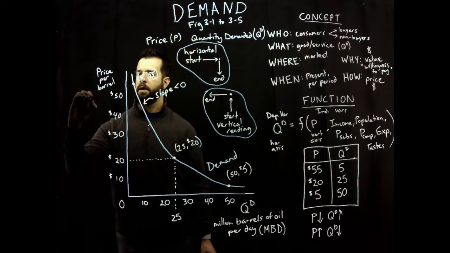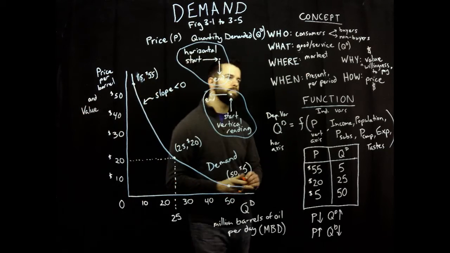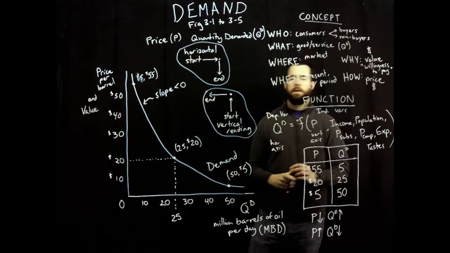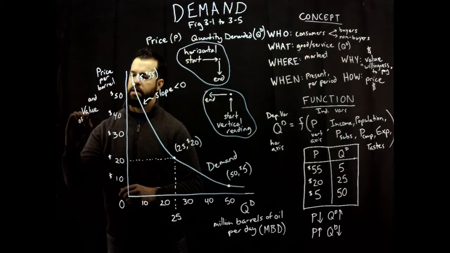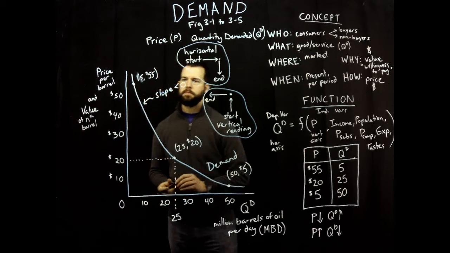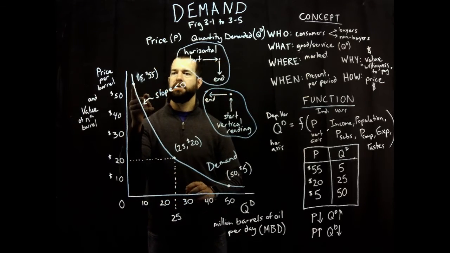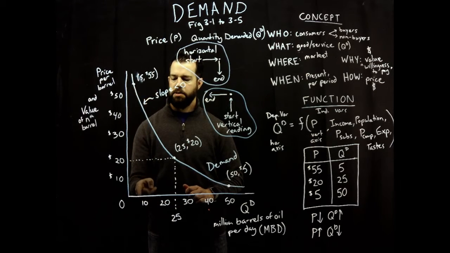So this is price per barrel and the value, okay? And what value? Well, we're actually looking at it consecutively. So the value of the nth barrel. Okay? So this point here is telling you at the price of $55, the most that consumers are willing and able to buy is 5 million barrels of oil per day.